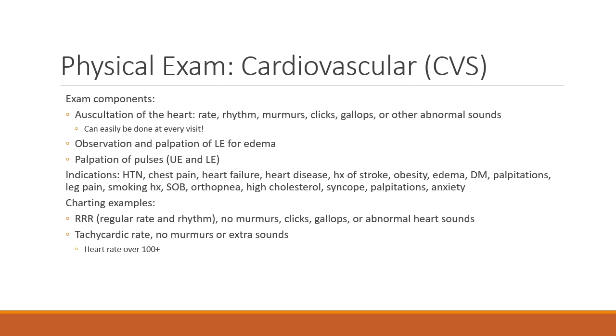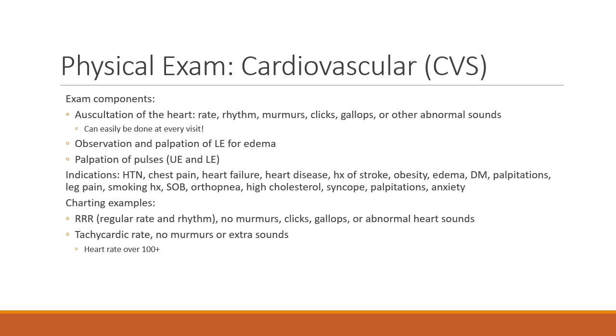If the rate or the rhythm is abnormal, such as if the heart rate is below 60, that's bradycardic, or if the heart rate is 100 or above, that means it's tachycardic. So in those cases, if the pulse is high or if it's low, then it's not going to be regular rate or rhythm. The rhythm and the rate are off, or the rate is off.